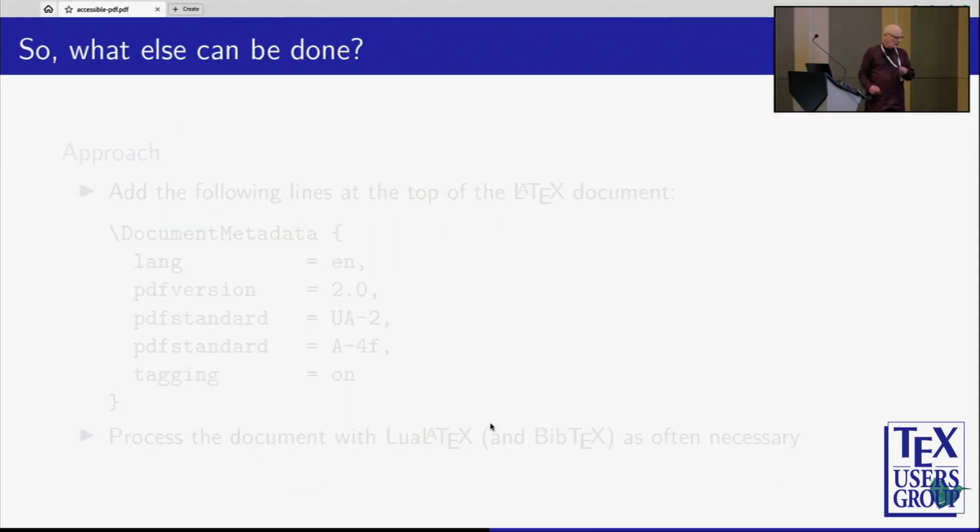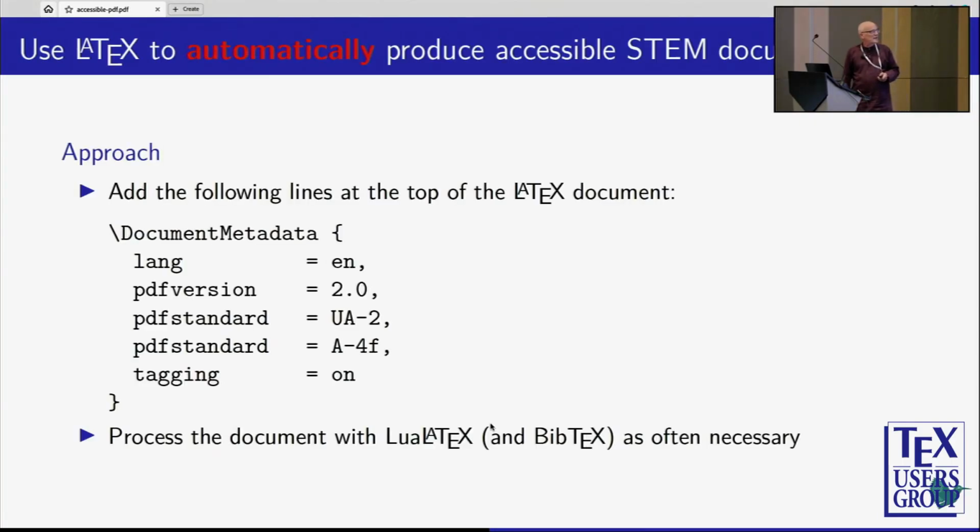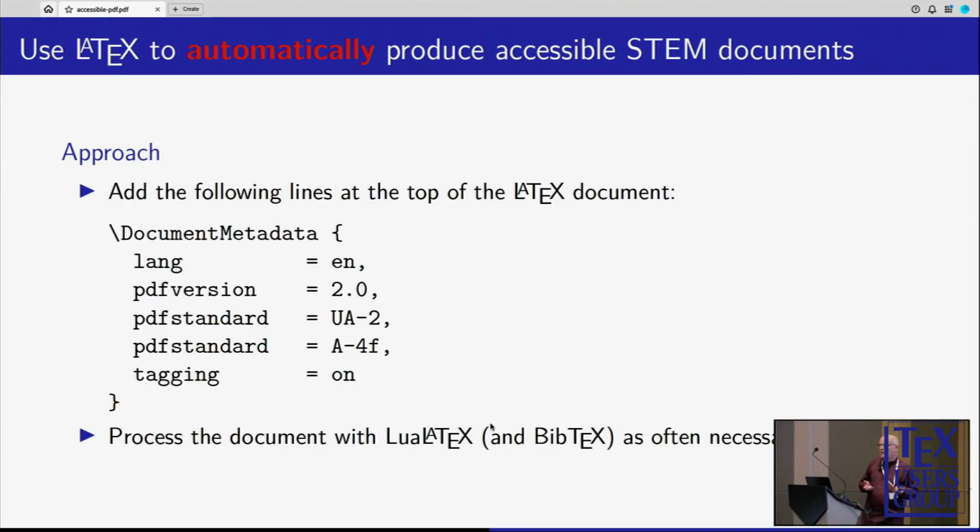So that's the conclusion here. And so what else can be done? Yeah, we can throw in the LaTeX source this piece of top line, document metadata, language is English. We want to have a PDF version 2. We want to be according to the UA standard 2. We want to have archivable 4F, which means that there are embedded files inside. And we want to have tagging. This is what you can put on top of this document.